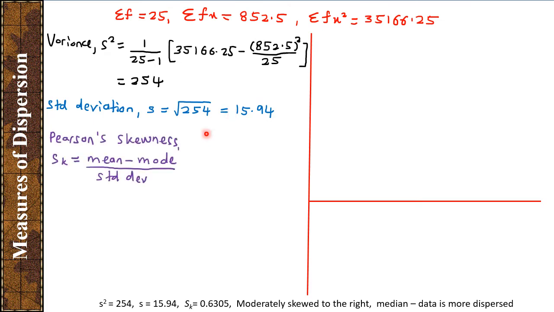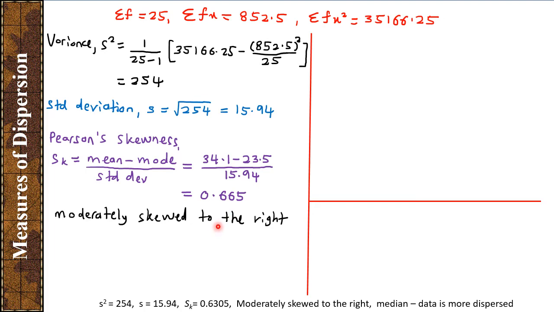So remember the skewness, if you use the mode formula, is mean minus mode over standard deviation. So substitute the value of the mean and the mode that we found in the previous slide. So the value of the skewness is 0.665. Remember it is already greater than 0.5 but less than 1. So the conclusion would be moderately skewed. Since it is a positive value, moderately skewed to the right. Okay.